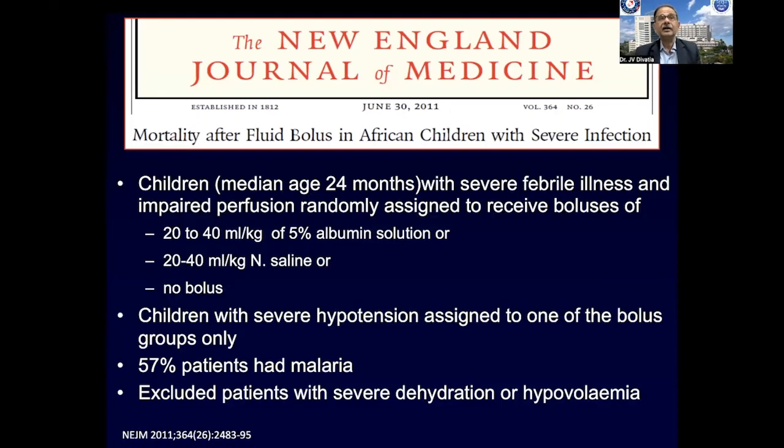Now, this is a very, very well-known and well-cited study. This was done in children with a median age of 24 months with severe febrile illness and impaired perfusion in Africa. These children with impaired tissue perfusion were assigned to receive either a bolus of 20 to 40 mils per kilo of 5% albumin, or a bolus of 20 to 40 mls per kilo of normal saline, or no bolus. If the children had hypotension, they were randomized only to either of the two bolus groups, but were not randomized to a no bolus group.